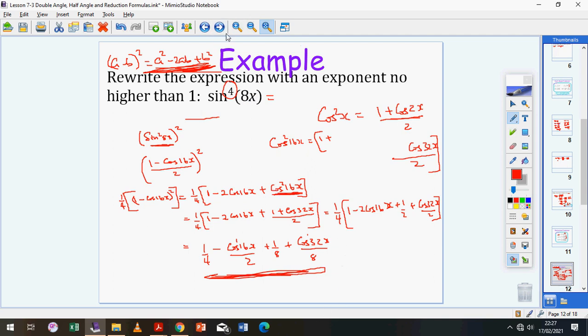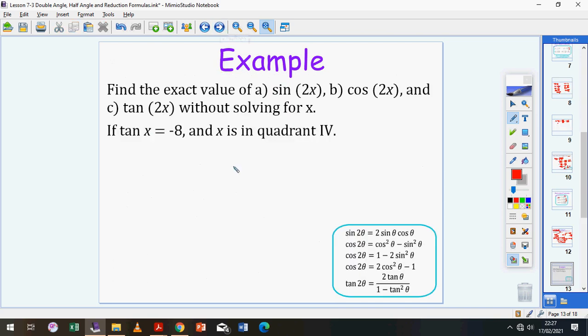Alright, find the exact value of a) sine 2x, b) cosine 2x, and c) tangent 2x without solving for x. Now they've told us that tan of x is negative 8. Imagine I have a right angled triangle in which this angle is x. I know tangent is opposite over adjacent. So the opposite is 8.